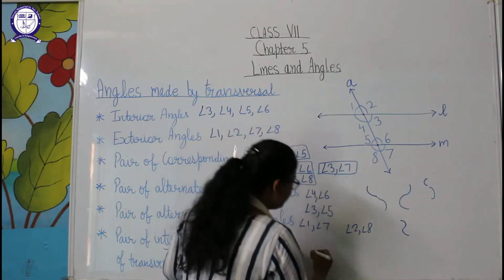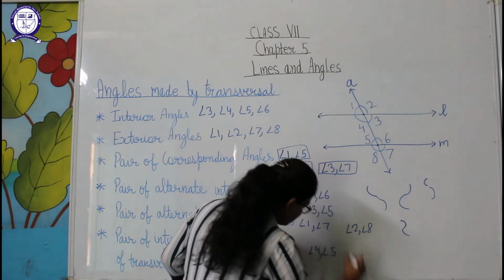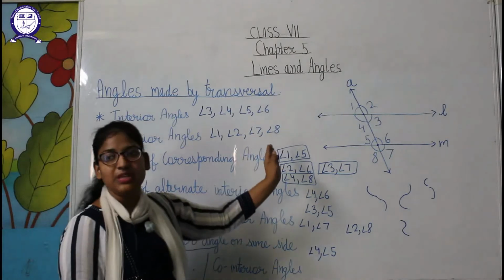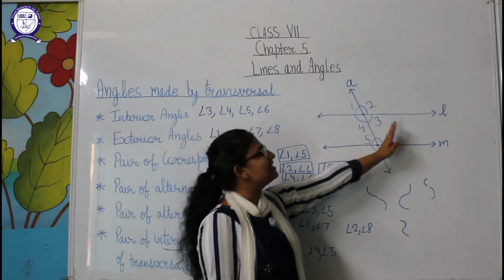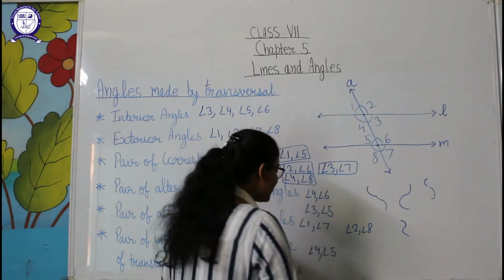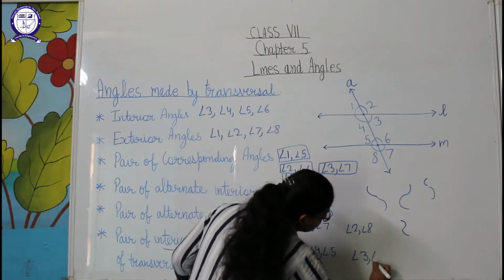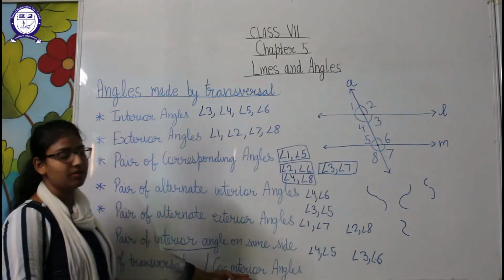So we will write one pair to be angle 4 and angle 5, because they are interior and also on the same side of the transversal. Now the next part is, if we see on the right side of the transversal, angle 3 and angle 6 are here. So the next pair is angle 3 and angle 6, and also we can call them co-interior.